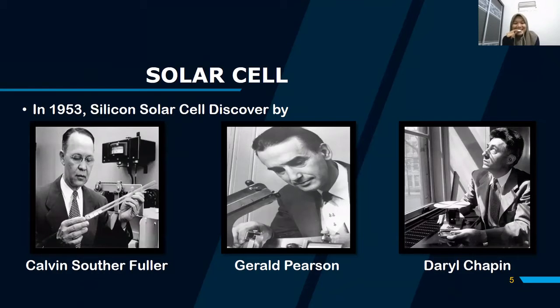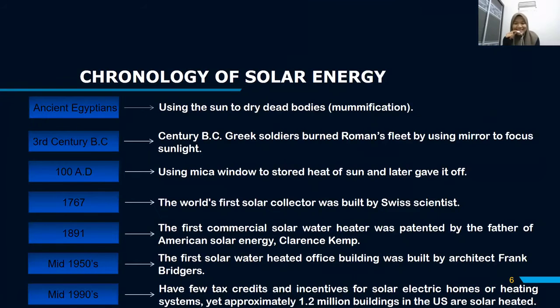For the solar cell, in 1953, the silicon solar cell was discovered by first Calvin Souther Fuller, second Gerald Pearson, third Daryl Chapin.